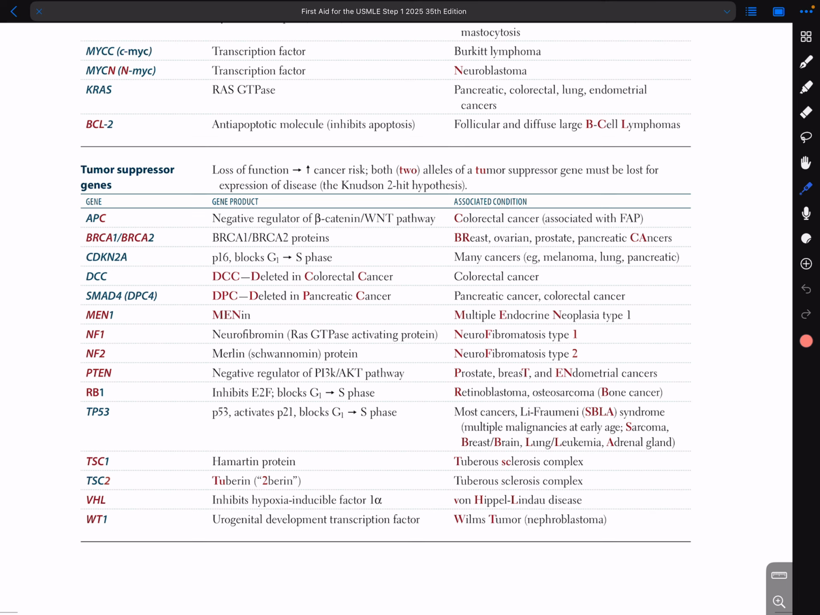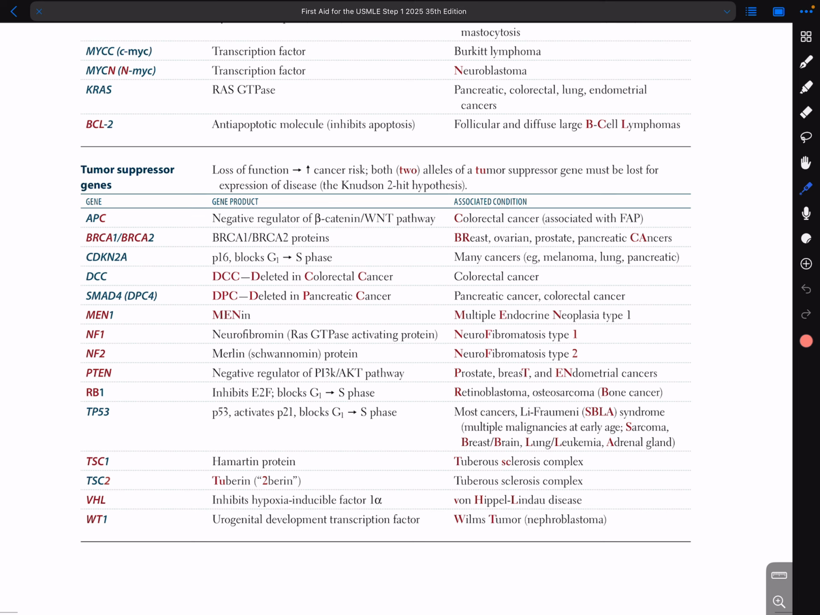Next tumor suppressor gene is CDKN2A, and the gene product is p16. This blocks G1 to S phase conversion. The cancers associated with CDKN2A are melanoma, lung, and pancreatic cancer.